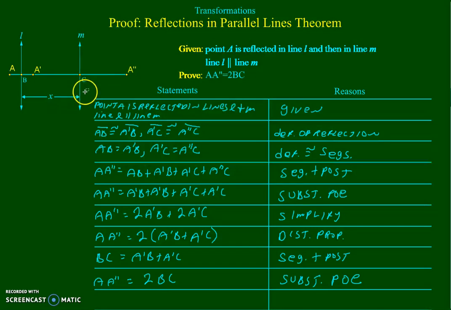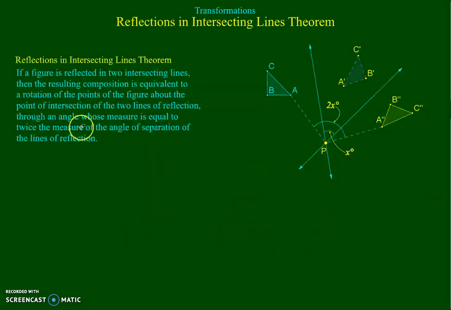Now let's look at another theorem that relates reflections in intersecting lines, and it involves a rotation. The reflections in intersecting lines theorem states, if a figure is reflected in 2 intersecting lines, then the resulting composition is equivalent to a rotation of the points of the figure about the point of intersection of the 2 lines of reflection through an angle whose measure is equal to twice the measure of the angle of separation of the lines of reflection.